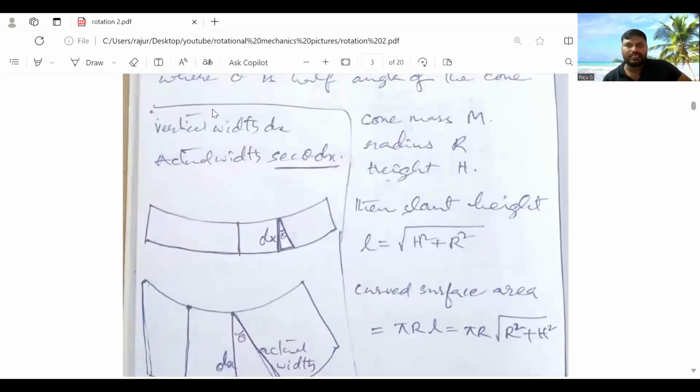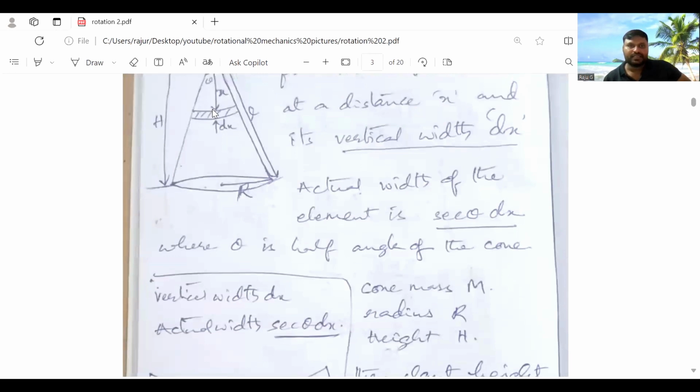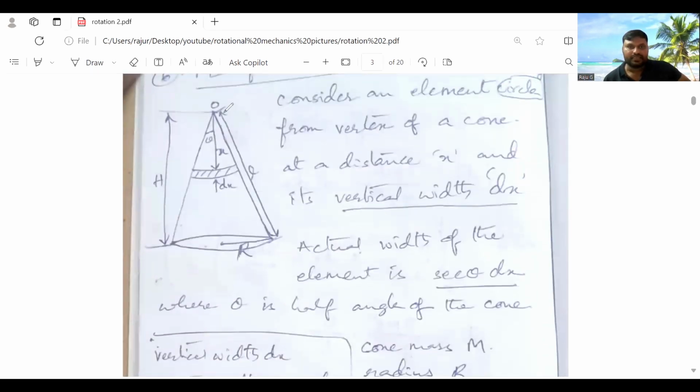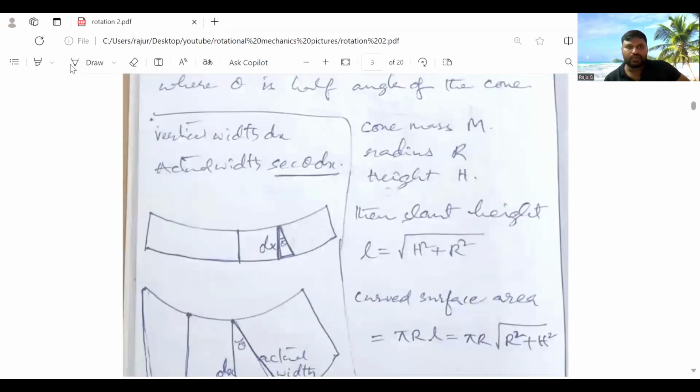As the cone has mass m, radius r, height h, we need to find its slant height. Simply we can find the slant height by taking the right angle triangle. In this, this is r, this is h and this is l. So l is equal to the slant height. The slant height, by using the Pythagoras theorem, l is equal to root over h square plus r square.